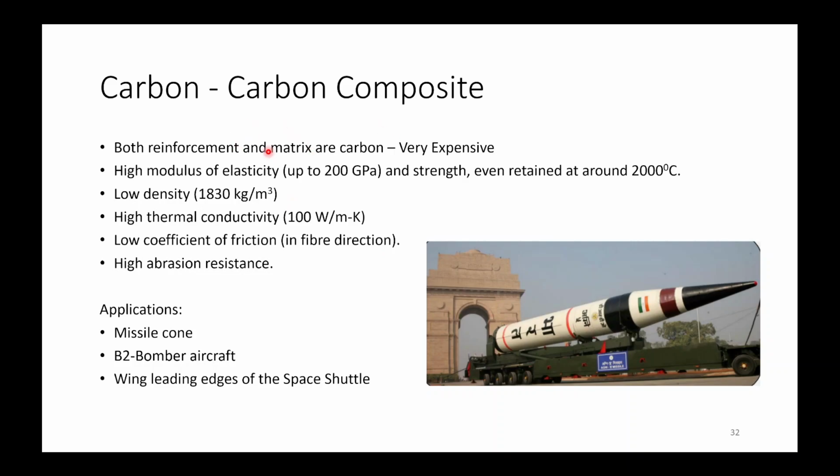Carbon-carbon composite. Now both reinforcement and matrix are carbon, and these are very expensive. Now, high modulus of elasticity up to 200 GPa, and strength is retained even at around 2000 degrees C. These have low density, 1830 kg per meter cube, and high thermal conductivity, 100 watts per meter Kelvin, and low coefficient of friction in the fiber direction. These also show high abrasion resistance.